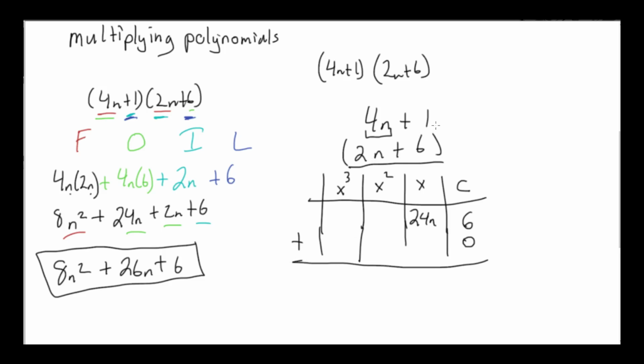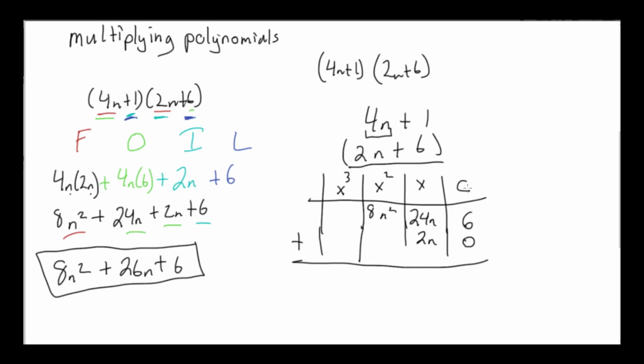So now I have 2n plus 1. Well, that's 2n, and that's a first power. I'm going to have 2n times 4n. Well, n times n is n squared, so I'm going to go ahead and write it here. And 4 times 2 is 8n. So we are here.